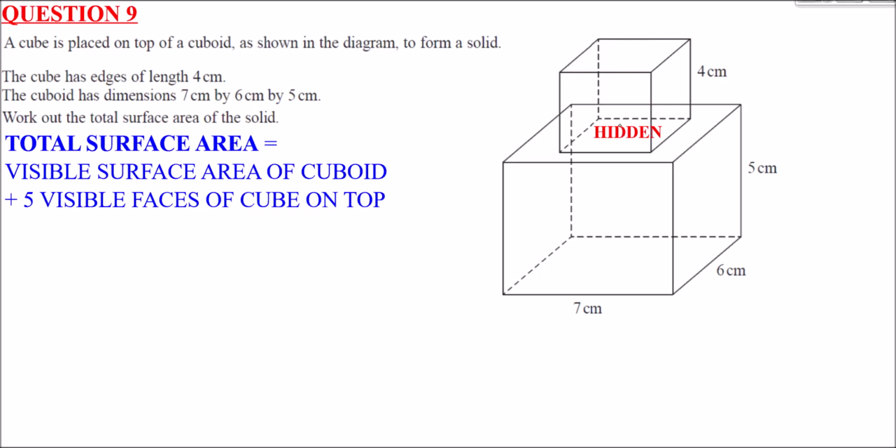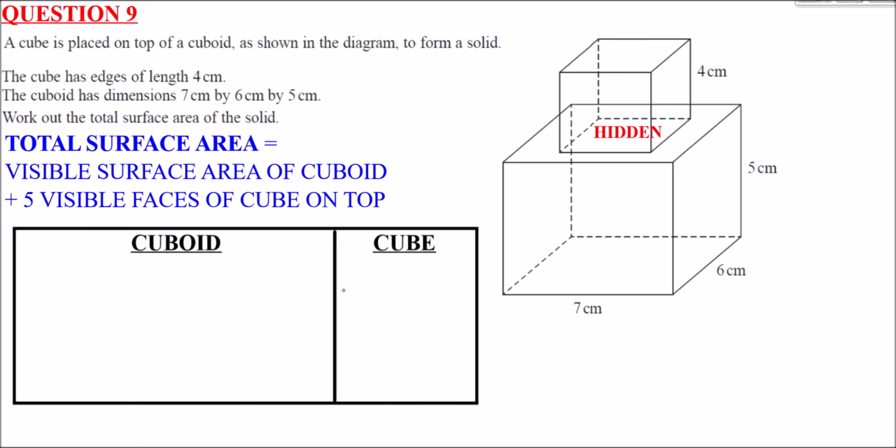That just leaves 5 faces. So think of the cube first. We can come back to the cuboid. The cube's going to have 5 visible faces. And if the sides of the cube are 4, then the surface area of just one face will be 4 times 4, which is 16. So 5 faces, 5 lots of 4 times 4, which is 5 lots of 16, and 5 times 16 is 80 centimetres squared. That's the surface area of the cube, which we can see.